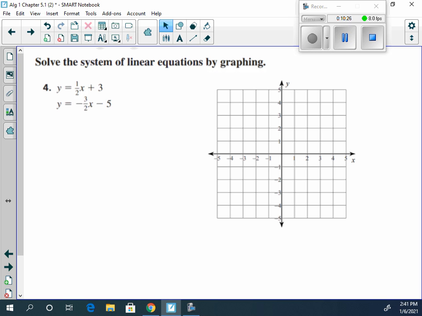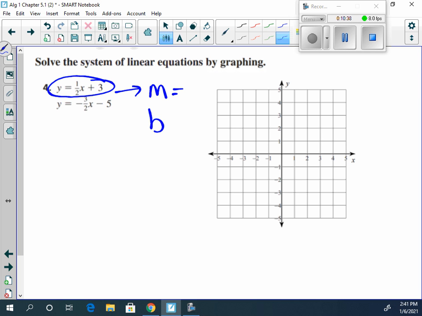So we have two equations. We want to graph them and see where they cross on the graph. So our first one here, we're going to find the slope and the y-intercept. And again, this is still written in y equals mx plus b. So it's a little bit easier to graph because it's already given us the slope and the y-intercept. And we look at this here, the slope for this first equation is what?